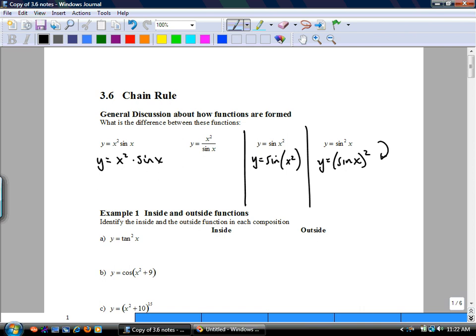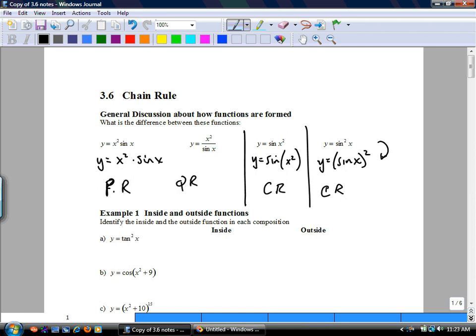Same idea, logs within logs. You'd actually use the chain rule, but we're not going to talk about that for a while yet. So we'd use the product rule for this one, the quotient rule for this one, and then these ones are chain rules, because they have functions within functions.